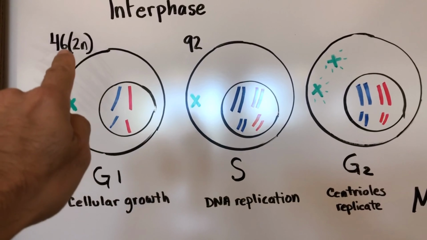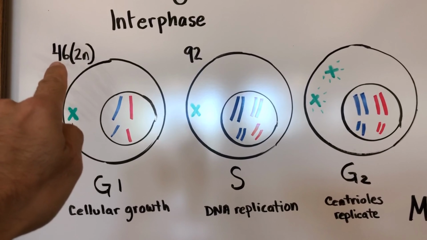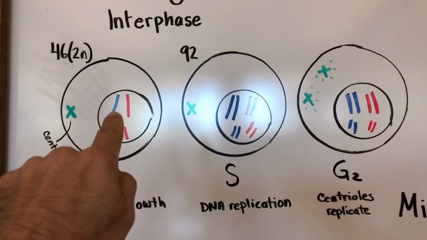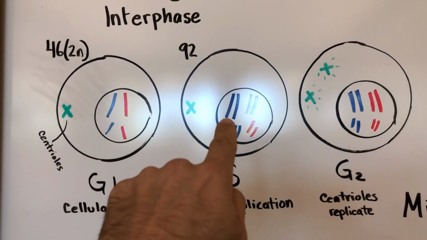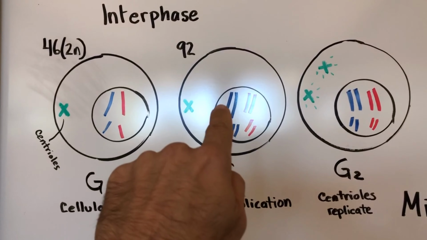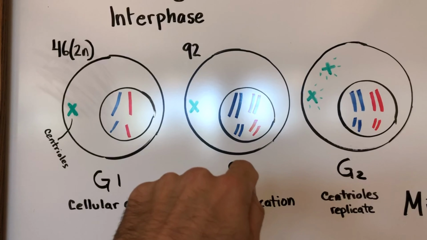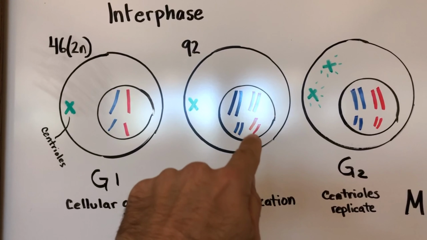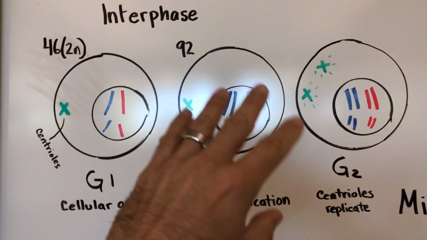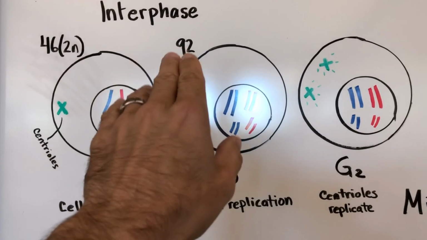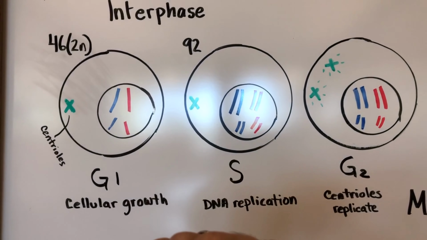Notice that you started with 46 chromosomes total in a human cell. Well, you're going to copy each and every chromosome. So you're going to have two copies of chromosome 1 from the dad, two copies of chromosome 1 from the mom, two copies of chromosome 2 from the dad, two copies of chromosome 2 from the mom. You're going to go from 46 chromosomes to 92. You're making a copy of each and every chromosome.